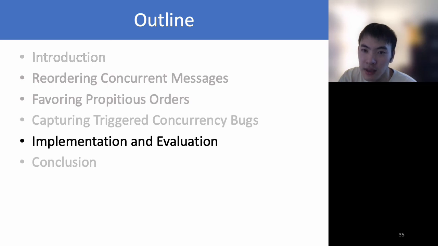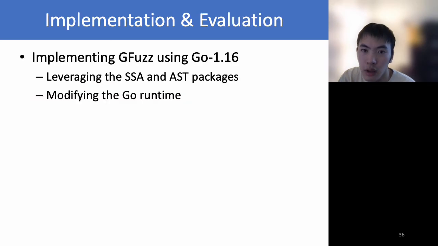Next, I will discuss the implementation and evaluation. We implement GFAS using Go 1.16. We use the SSA package to do the static analysis and the AST package for source-to-source transformation. We also change the Go runtime to track some dynamic information.